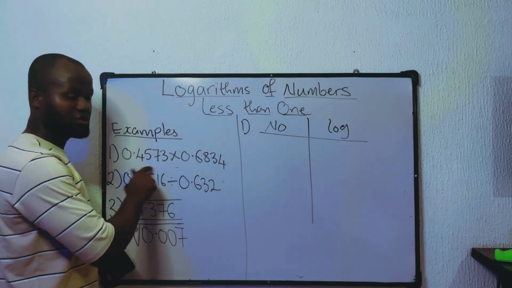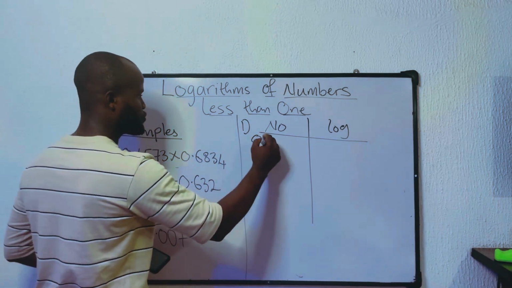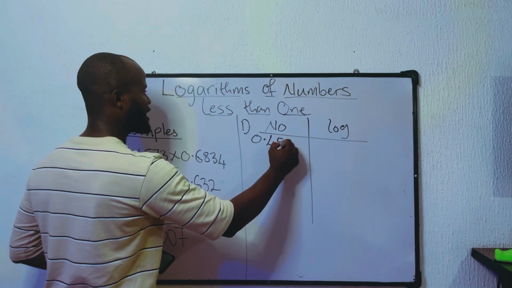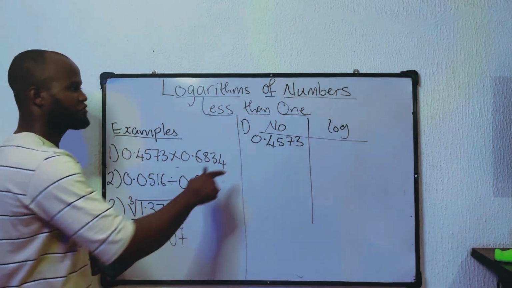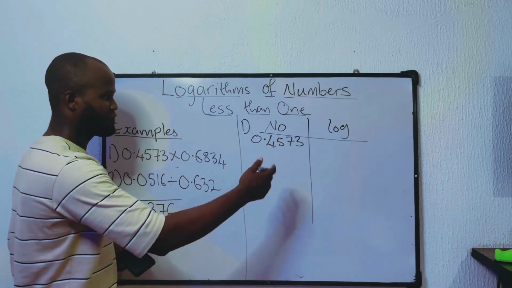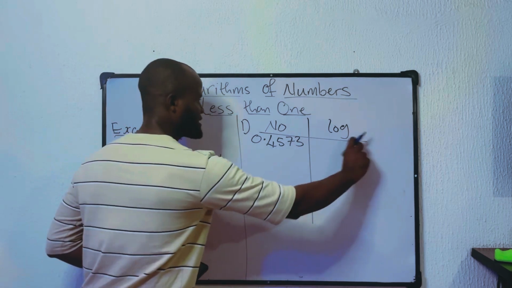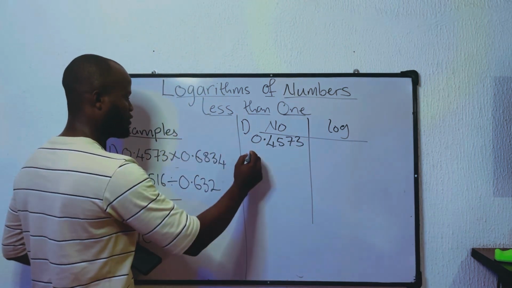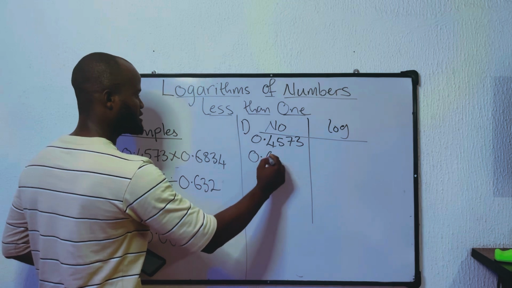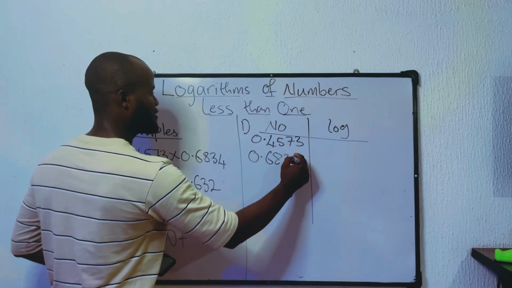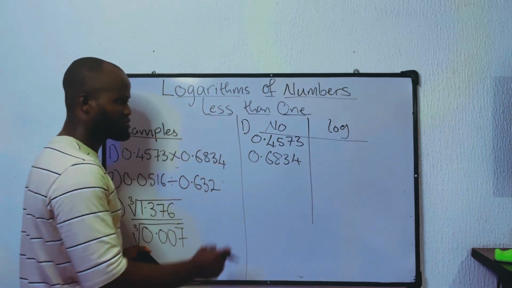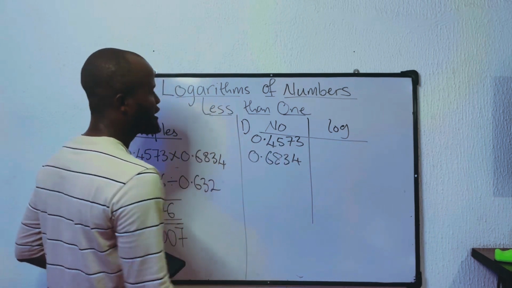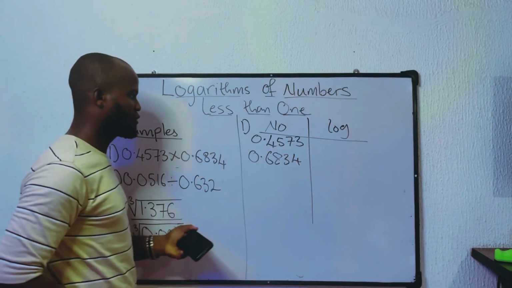So the first number we can see here is 0.4573. Okay, so we're going to find the logarithm of 0.4573. So we reflect it here, and then we'll find the logarithm of 0.6834, and we reflect it here. Then we add the powers because multiplication signifies addition. So what's the logarithm of 0.4573?